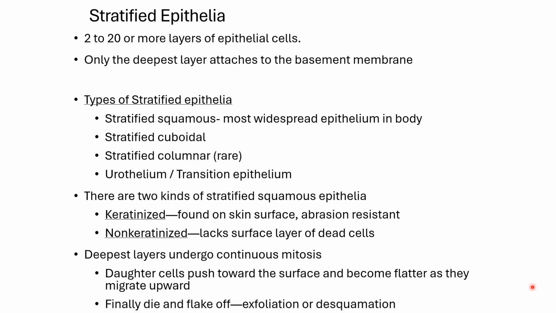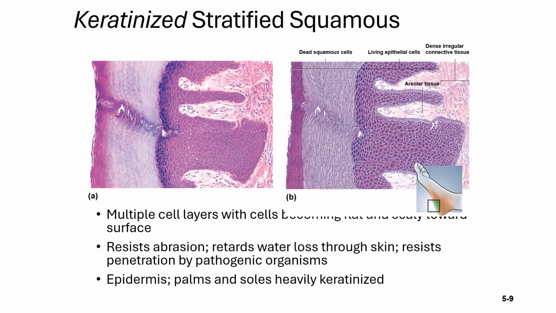So there are two types of stratified squamous epithelia. There is the keratinized and there is the non-keratinized. Keratinized is found on the skin surface and it is resistant to abrasion. It's very protective. Non-keratinized lacks the surface layer of dead cells, so it is not as abrasion resistant as the keratinized squamous epithelium.